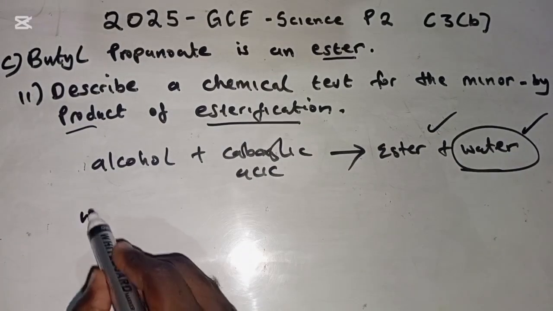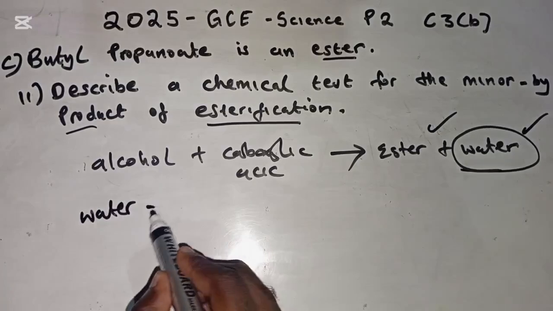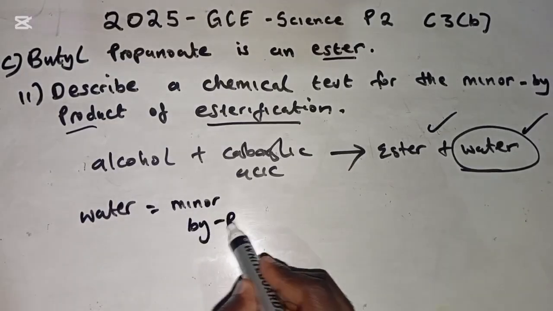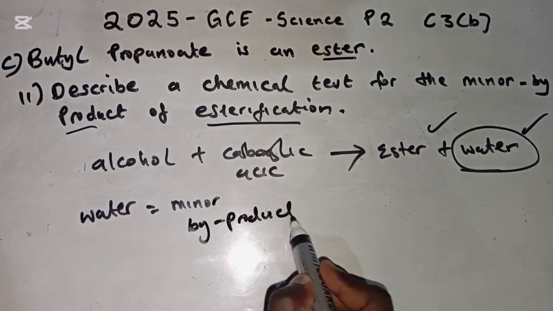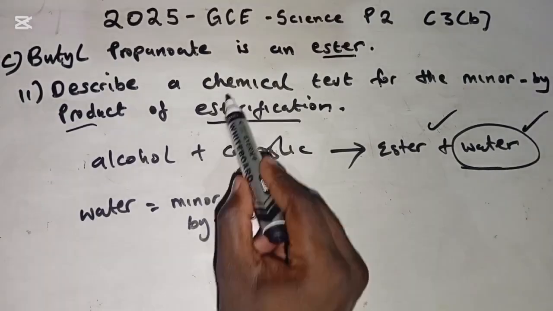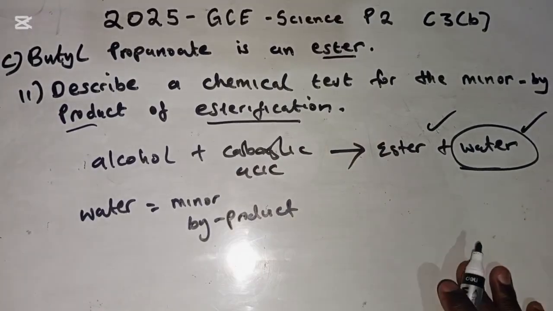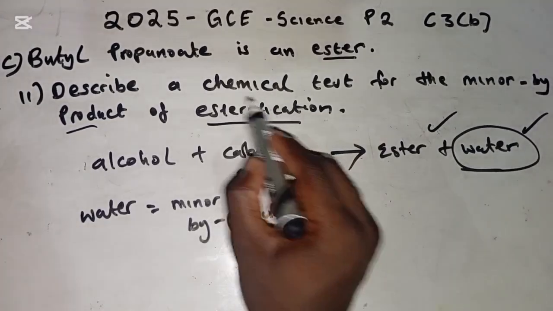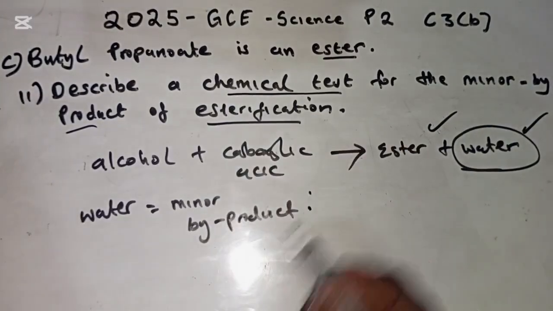Water is the minor byproduct. It's just given, fine. The main product here is the ester. So now, what's the chemical test for water? How can you test for water? How can you tell that this is water? Just a simple chemical test we use in the laboratory.